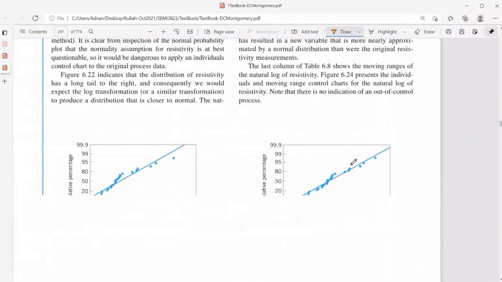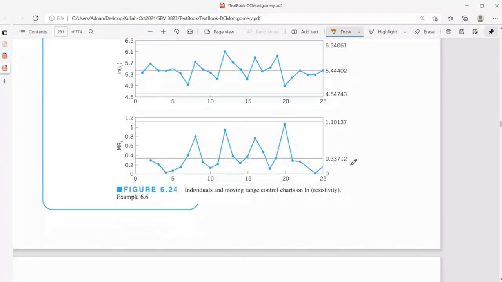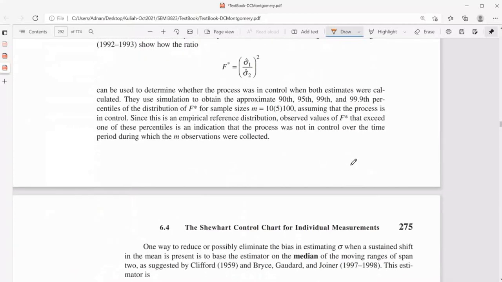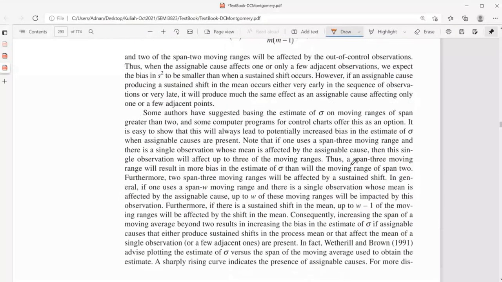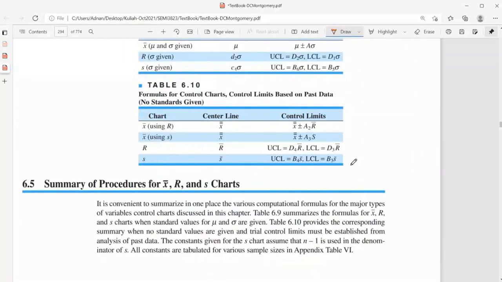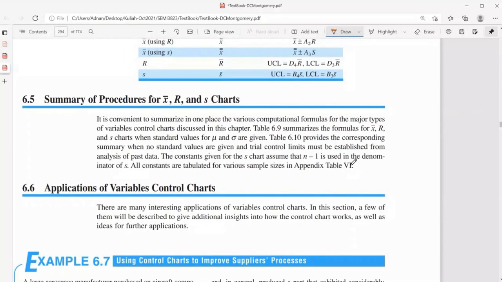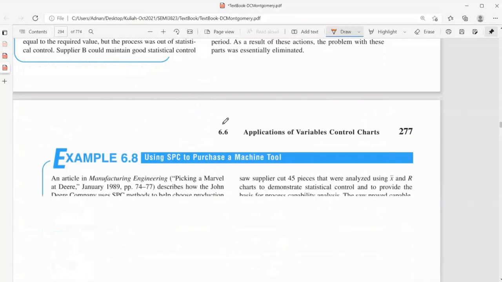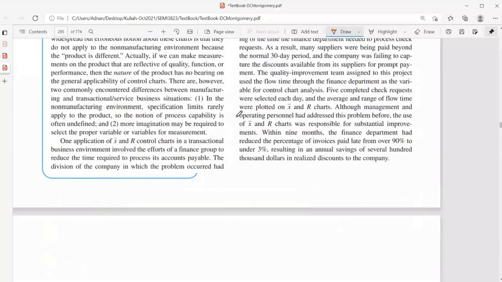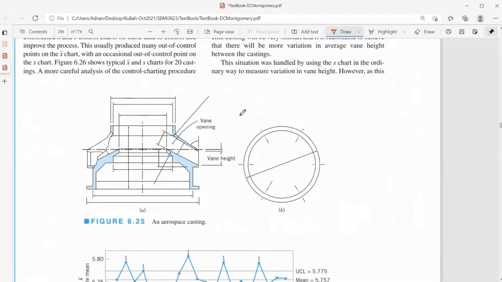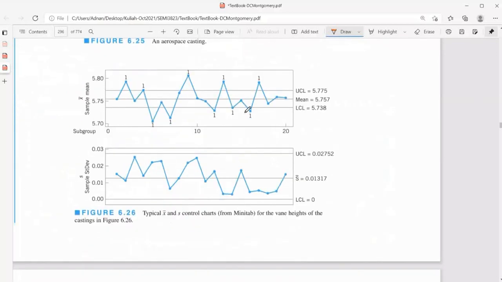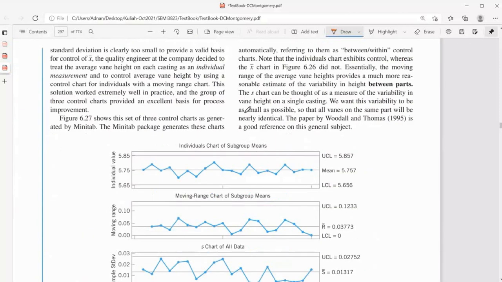Okay, so let me move on to another topic on individual charts. I hope that you read all these summaries and applications on your own. Later on I will assign a few exercises here. We have some examples here, so please go through this example.